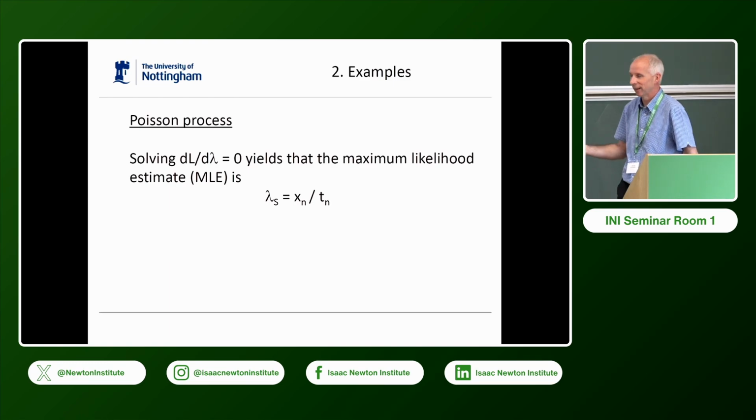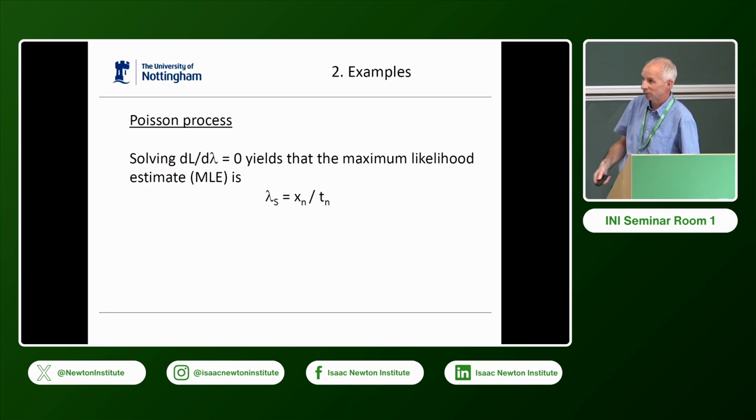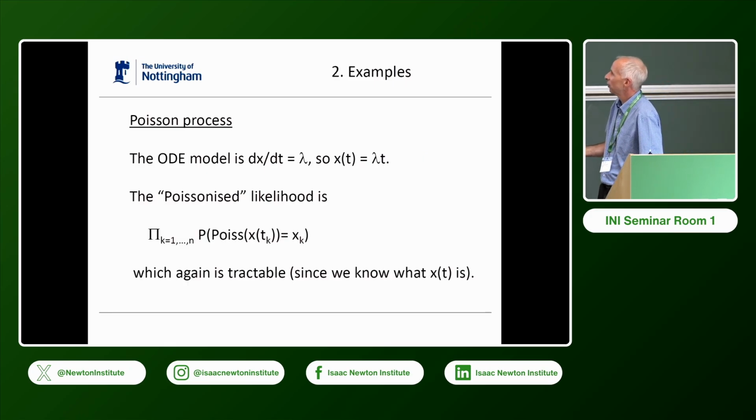And if you solve it, then here's the answer. So this is lambda s, the stochastic maximum likelihood estimate. And you'll notice it actually only depends on the total number of events divided by the total length of time. Right? So if you've seen this stuff before, it's all like, yeah, no big deal. If you do the same thing for the ODE model, then what happens?